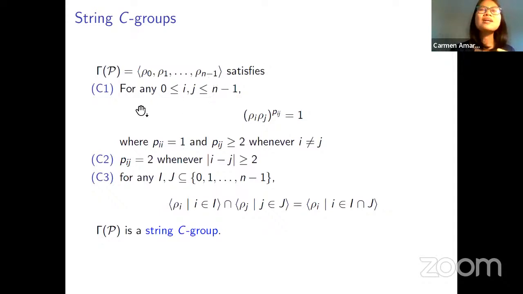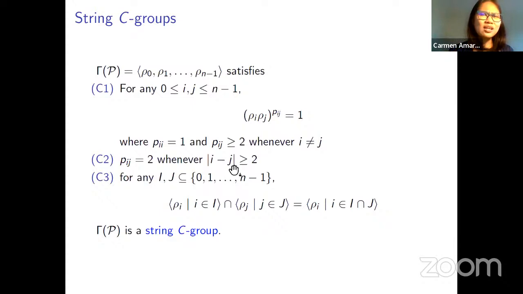satisfies 3 conditions C1, C2, and C3. First condition, for any I and j from 0 to n-1, the product of any 2 of these maps raised to some integer p sub ij is equal to 1. If I and j are equal, then p sub ii is equal to 1. If I is not equal to j, then this is greater than 1. In particular, this is 2 whenever I and j differ by at least 2.